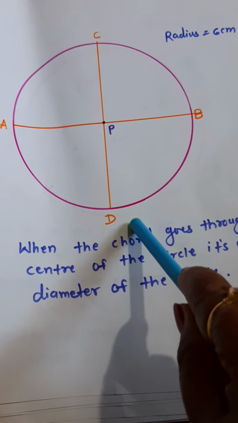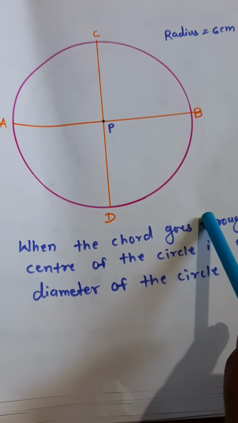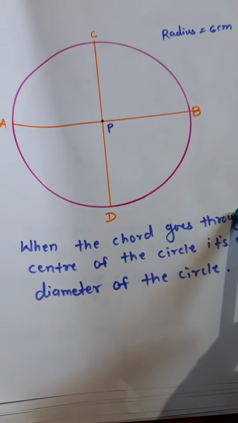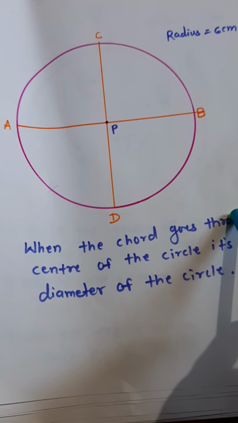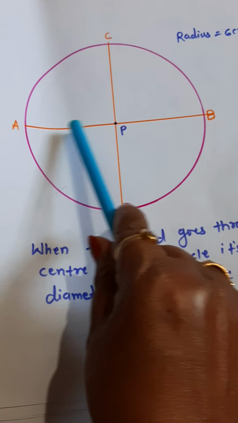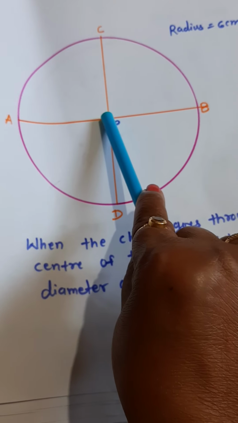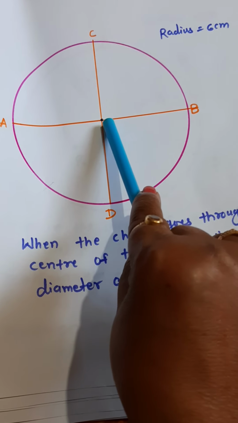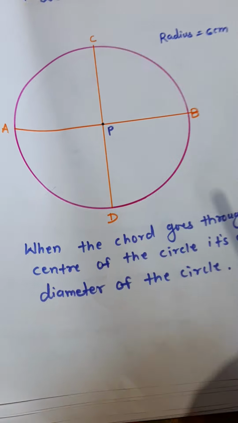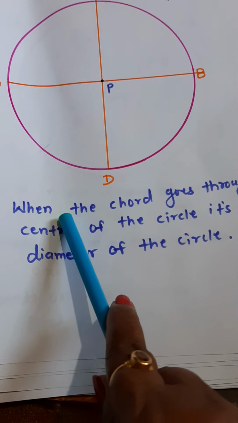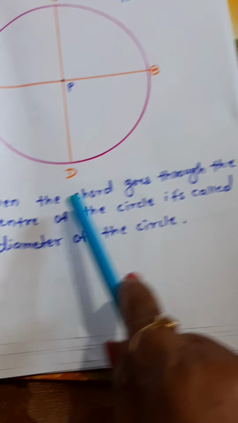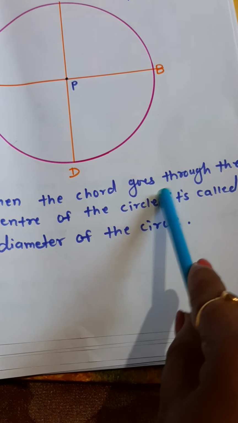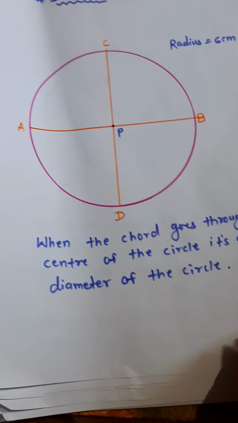Diameter is also a chord, but every chord is not a diameter. Then which chord is called diameter? The chord which goes through the center of the circle is called diameter of the circle. Got it? Here is the definition. When the chord goes through the center of the circle, it's called diameter of the circle.